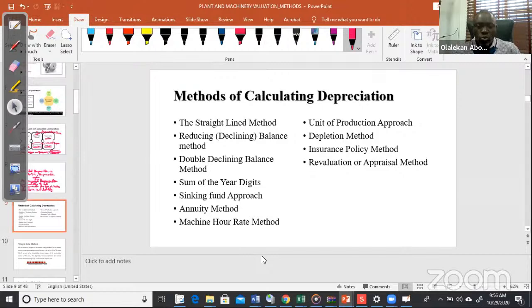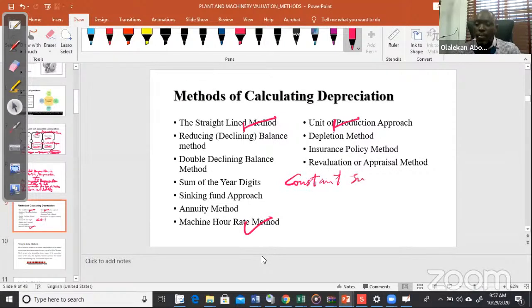We will do the straight line method. As a matter of fact, the unit of production method is another model of the straight line method. I'll be discussing that when I get to it. Equally, hours of production, which is the machine hour rate method, is another model of the straight line method. The three come under the class of what we call the constant sum method.